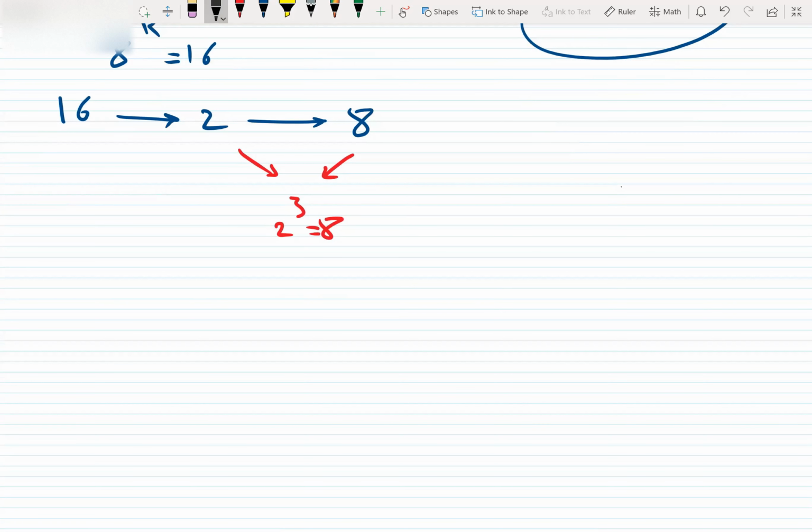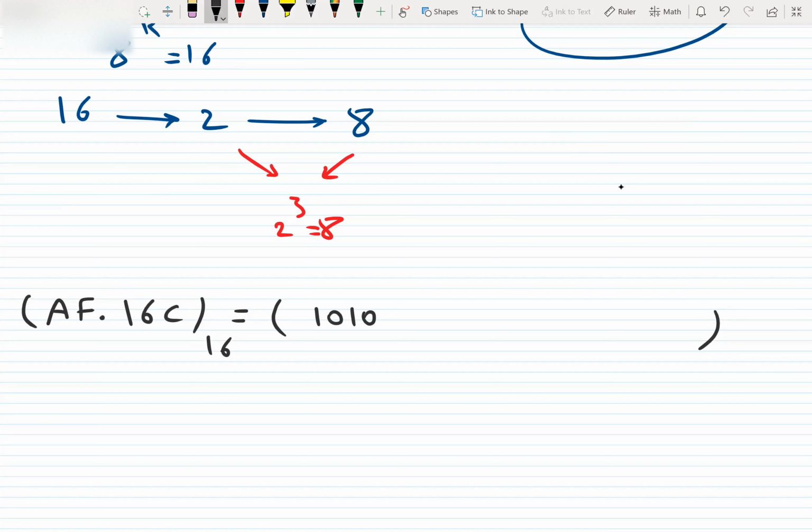So first, let's write the number in binary form. The number was AF.16C, base 16. We want to write it in base 2. We start from A. A is 10, which is 1, 0, 1, 0. F is 1, 1, 1, 1, dot. 1 is 0, 0, 0, 1.